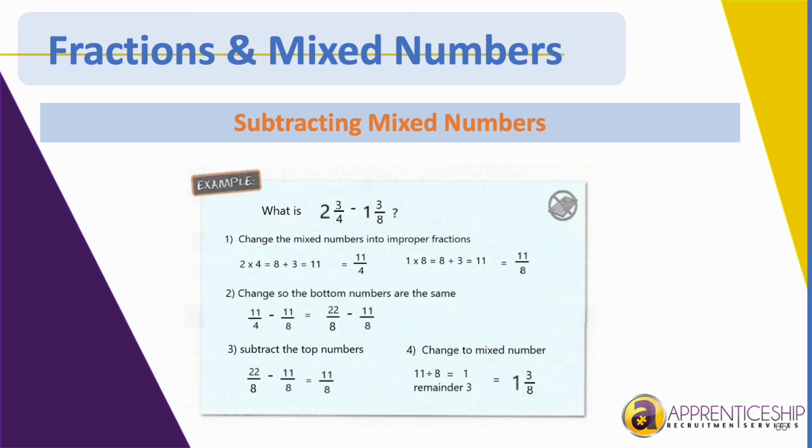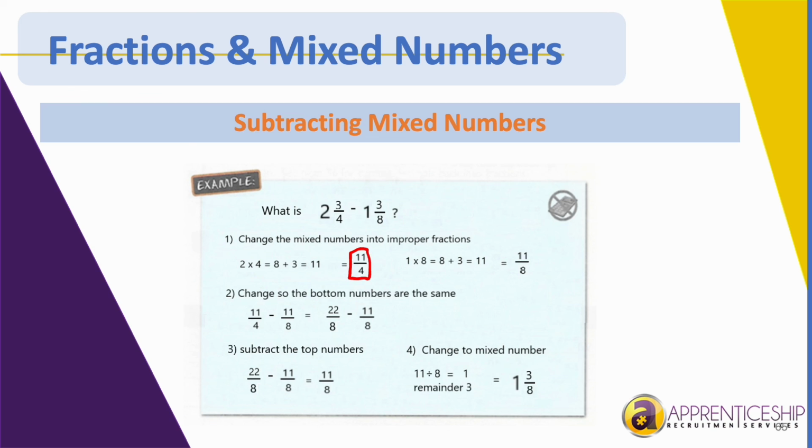Okay, now we're going to come on to subtracting mixed numbers. Okay, so this isn't as straightforward as the adding. This time we do need to convert to improper fractions in order for us to be able to do it. We can't just separate the whole numbers and the fractions now. We need to do it all together. So 2 2/3 take away 1 3/8. So 2 times 4, which is 8, add the 3, so that's going to be 11 over 4. 1 times 8 is 8, add 3 is 11, so that's going to be 11 over 8.